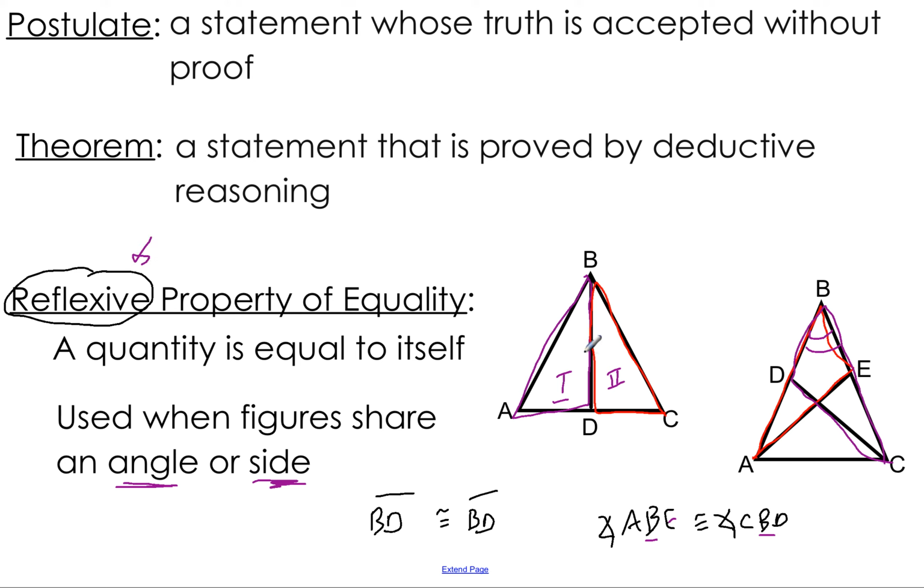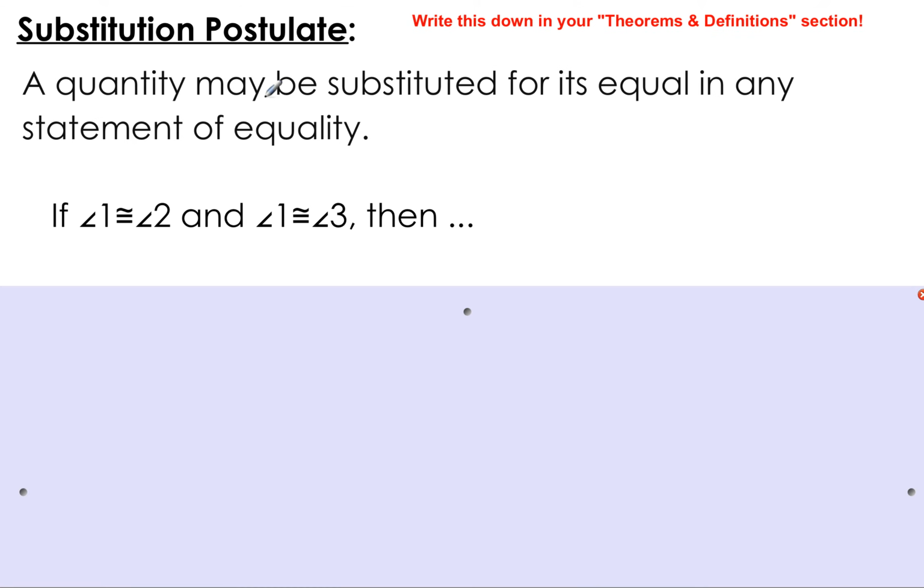So here you have the reflexive property used for line segments, and here you have an example of the reflexive property being used for angles. Okay, let's take a look at another property that we're going to talk about. It's actually a postulate, and you can use postulate and property interchangeably. It's perfectly fine. This one is called the substitution postulate, and the substitution postulate basically says that a quantity may be substituted for its equal in any statement of equality. What do all these words mean? Well, they mean that, look, if angle 1 is equal to angle 2 and angle 1 is also equal to angle 3, what do we know? Well, let's see.